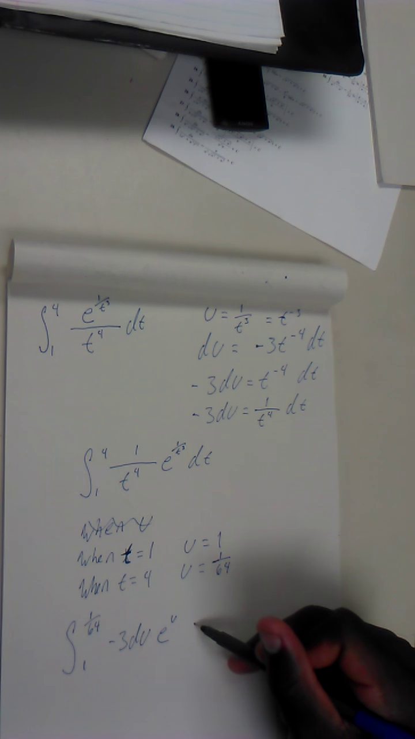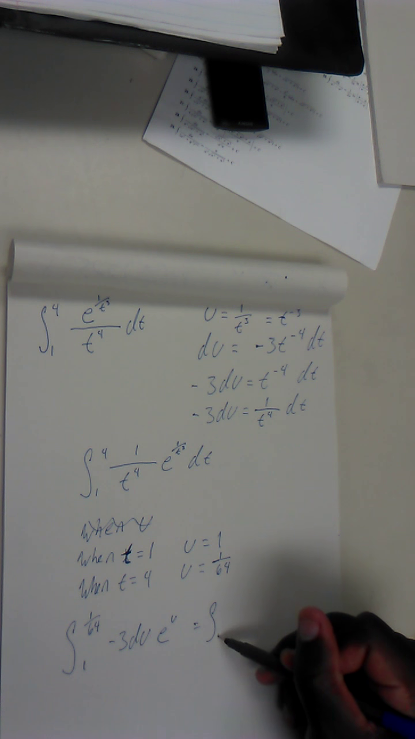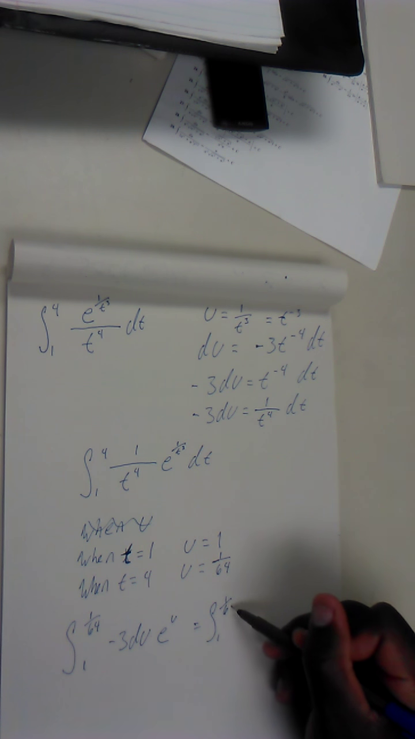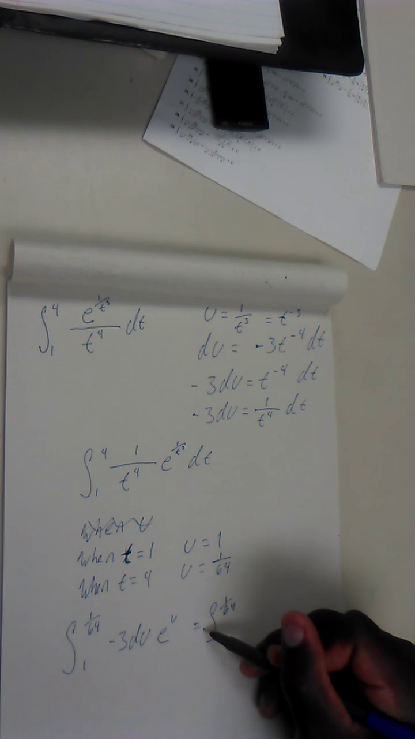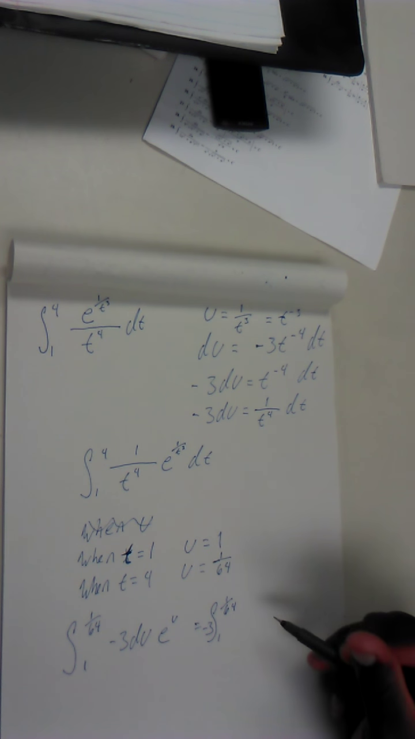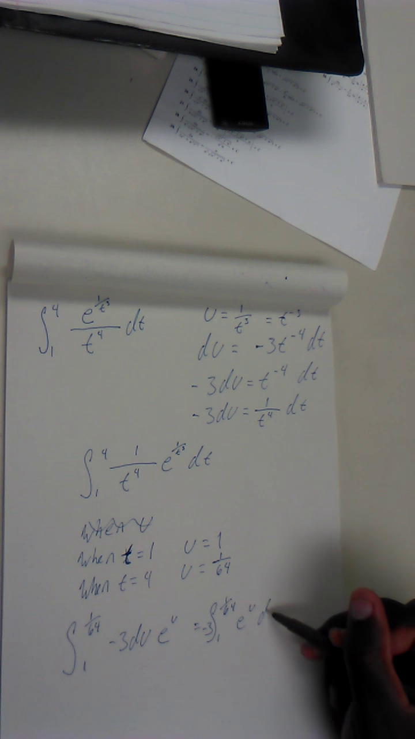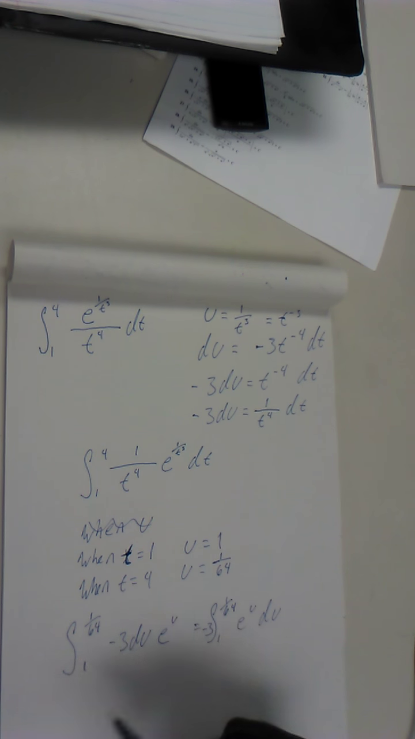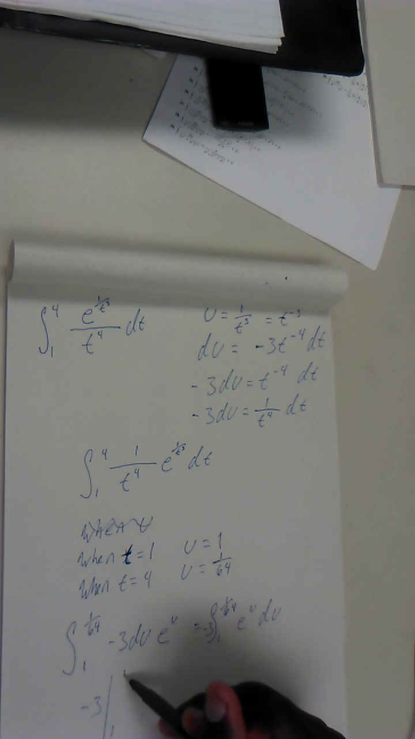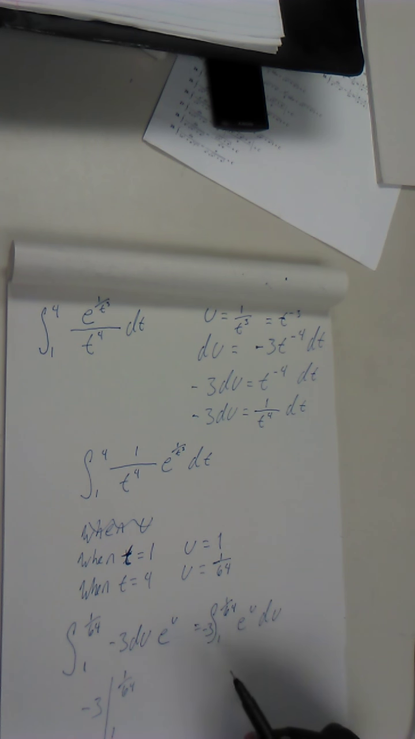Just going to clean this up. So 1 over 1 over 64. I'm going to bring this negative 3 out here outside the integral. E to the u du. All right. Now we're ready to integrate. So negative 3 going from the limit of 1 over 64. The integral of e to the u is just e to the u.